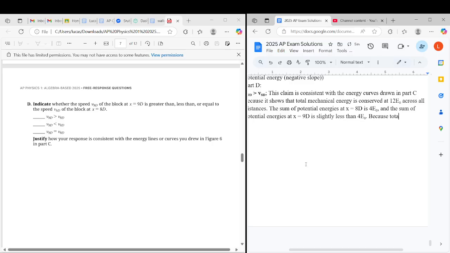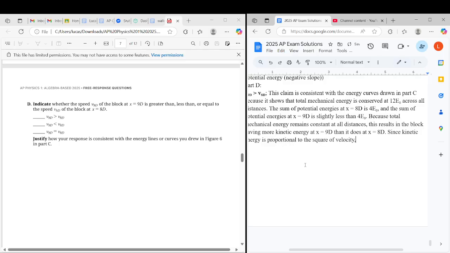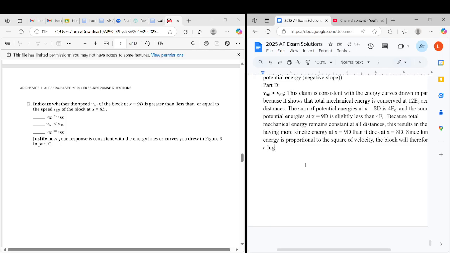Because total mechanical energy remains constant at all distances, this results in the block having more kinetic energy at x equals 9d than it does at x equals 8d. And since kinetic energy is proportional to the square of velocity, the block will therefore have a higher velocity at x equals 9d than x equals 8d.